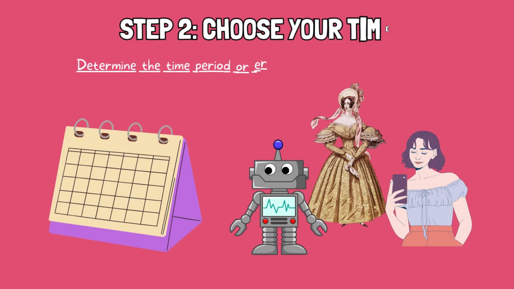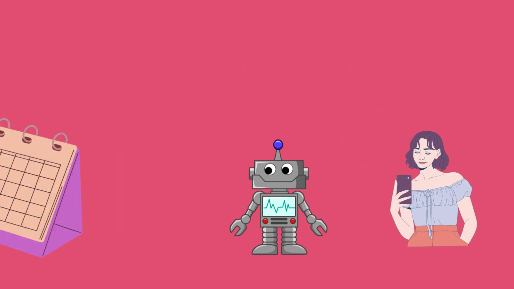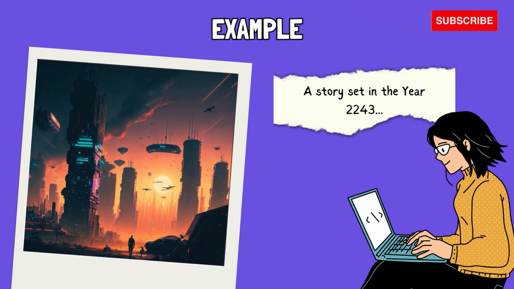Step 2. Choose your time. Determine the time period or era in which your story is set. This could be the past, present, future, or a combination of different time frames. Consider the historical, cultural, and technological aspects that define this time. For example, a story set in the year 2243, where the world is ravaged by climate change.